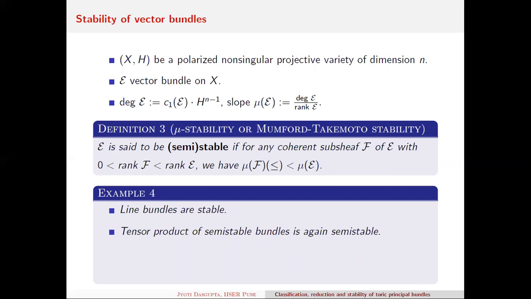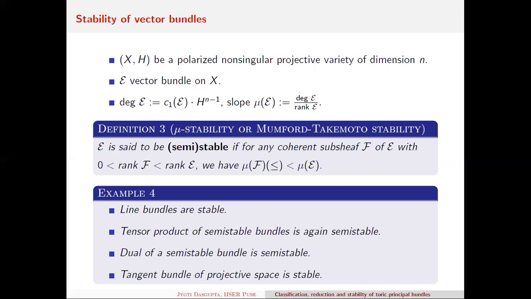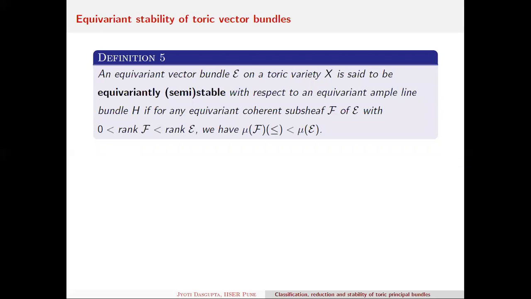And if you have two semi-stable bundles, then the tensor product is again semi-stable. Dual of a semi-stable bundle is semi-stable, and tangent bundle of projective space is stable. So now if we consider toric vector bundles over toric varieties, then we can define the notion of equivariant stability. So equivariantly semi-stable means that with respect to that ample line bundle, we can always assume that it has an equivariant structure.